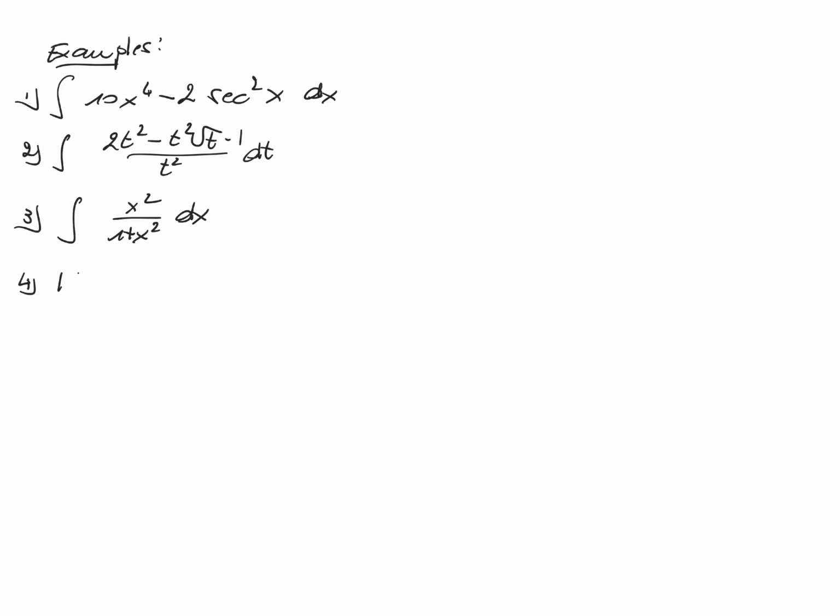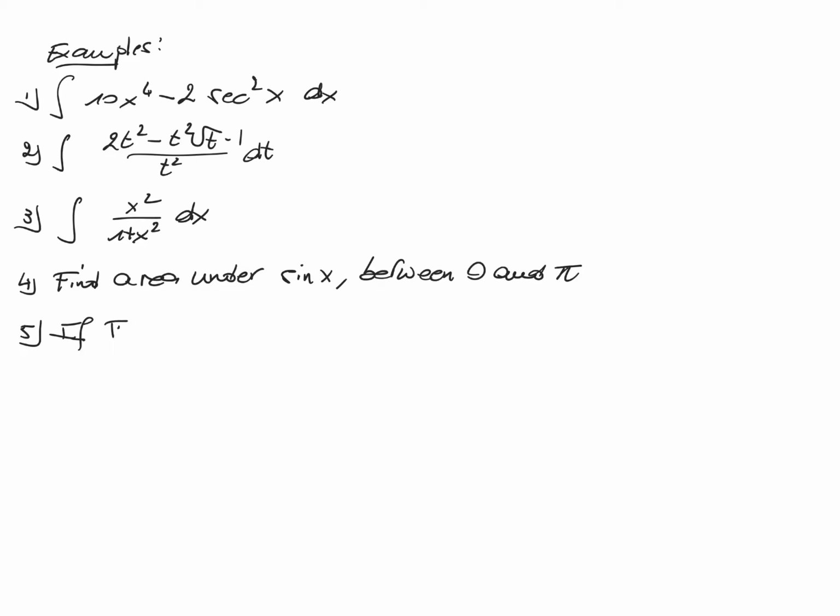Fourth one, find the area under sine of x between values 0 and pi. Next, if f of x is the integral from x to 3 of e to the power minus t squared dt, find then the derivative of f of x.